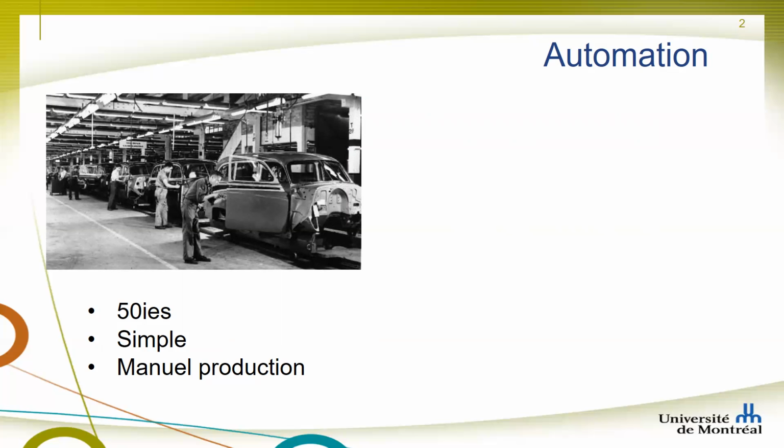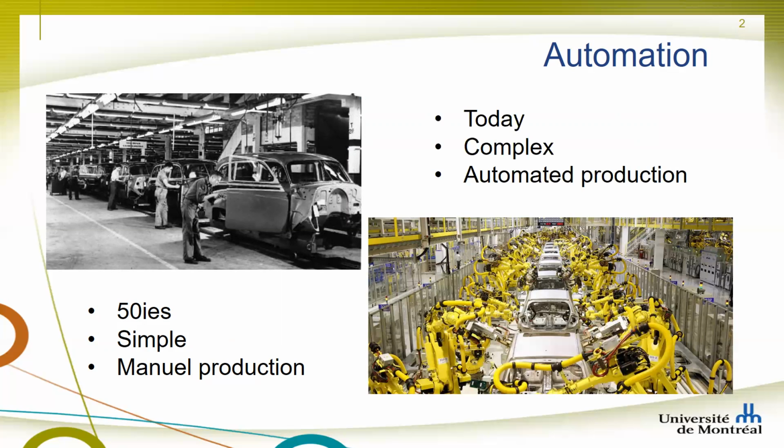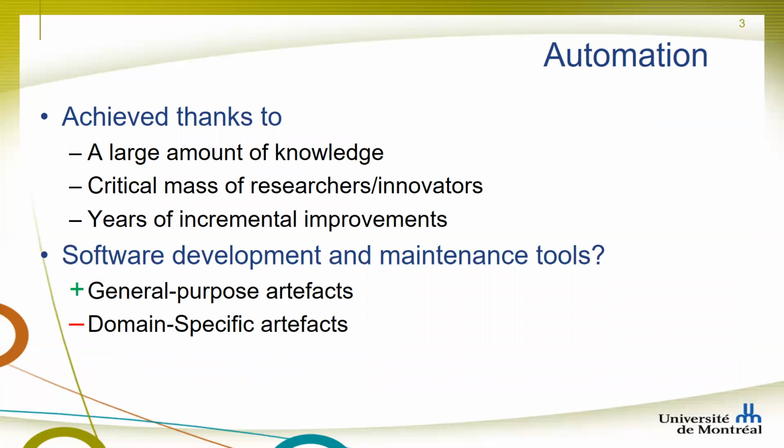If we look at how cars are built nowadays, a lot of robots, very complex cars, but most of the production is done automatically. So how did we move from this period to this period? We accumulated a large amount of knowledge. Okay? And this large amount of knowledge was produced by a critical mass of researchers and innovators all over the world.